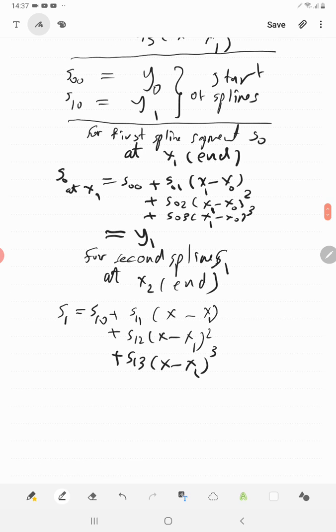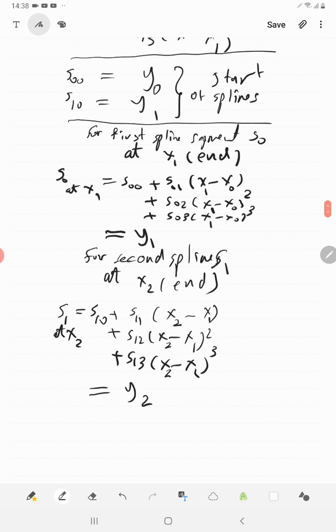Here we evaluate it at the end. So we say at x2 at the end, then we will replace x by x2, x2, and x2. And this should equal y2.